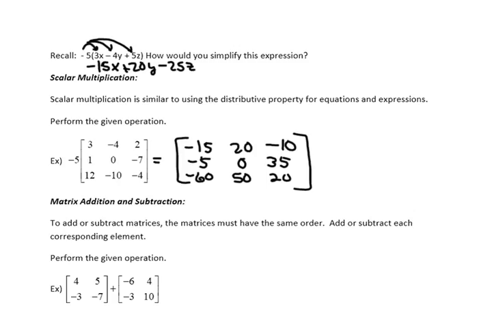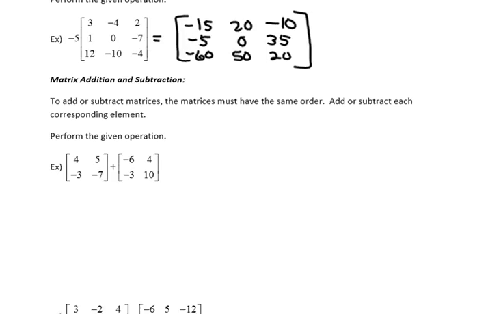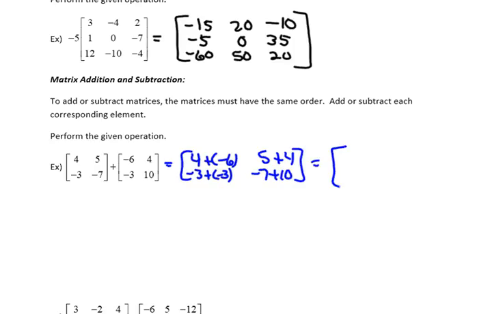All right. So now that we've talked about scalar multiplication, matrix addition and subtraction are also very similar. In order to add or subtract matrices, the matrices must have the same order. Add or subtract each corresponding element. Okay. So for adding these 2 by 2 matrices, again, very simple to do. I'll show the step once. And then I can simplify. Notice your final answer is also a 2 by 2 matrix. Dimensions do not change.